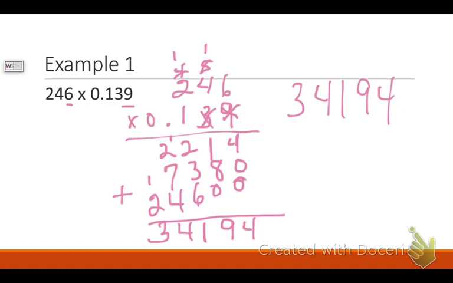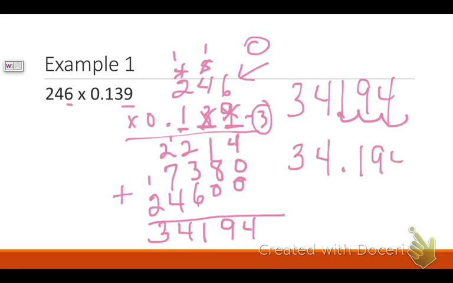Those are the digits. Let's count the numbers to the right of the decimal. Okay? We have 1, 2, 3. There are 0 decimal places in 246. So there are 3 right here. Right? So let's go. We're going to start here and go 1, 2, 3. Our answer is 34 and 194 thousandths. That's your product.